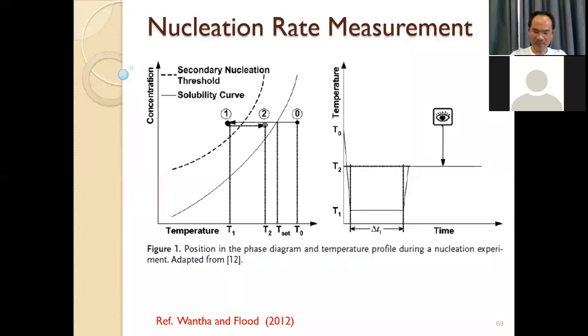Okay. We start at point 0. As I told you, point 0 is undersaturated. That's right. Point 0 is undersaturated. Okay, we prepare the solution at T0 at undersaturation. And then you reduce the temperature to this point, which we call T-sat.